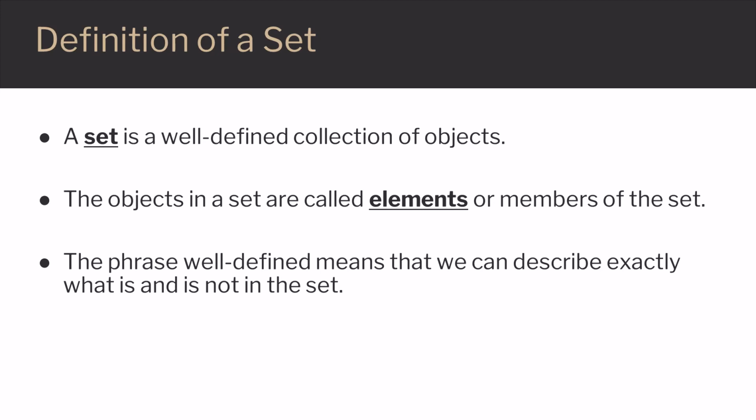A set is a well-defined collection of objects. The objects in a set are called elements or members of the set. The phrase well-defined means that we can describe exactly what is and what is not in the set.